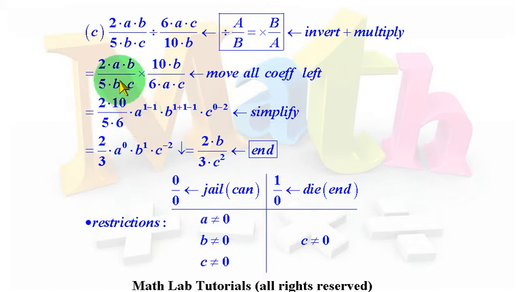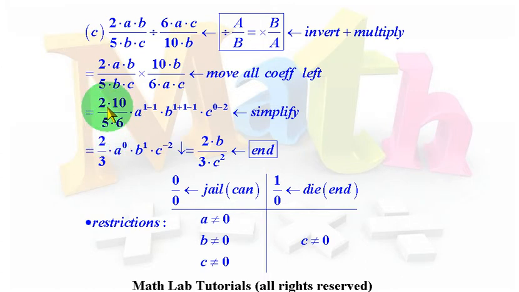So over here we get a to the power 1 minus 1. And then we get b to the power 1 plus 1 minus 1. And then we get c to the power negative 1 minus 1, in other words, c to the power 0 minus 2, which is the same thing. Notice the negative sign there, and there, and there. That means we've done some cancellations.